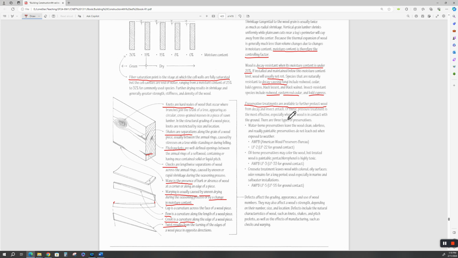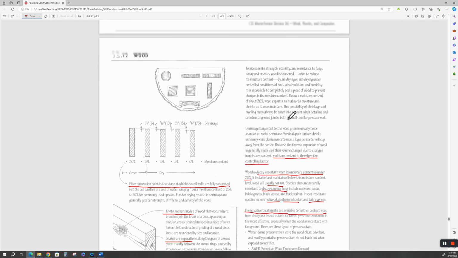Let's see, where are we at here? Let me look at the 5th edition, because he's got something here. What is this? This is 12. Here we go.